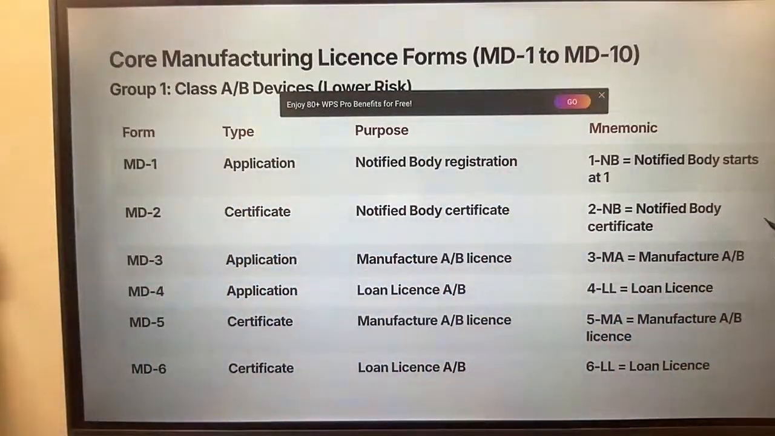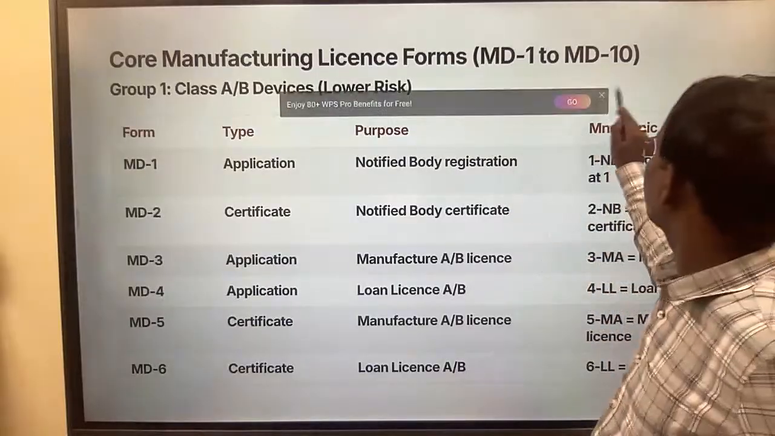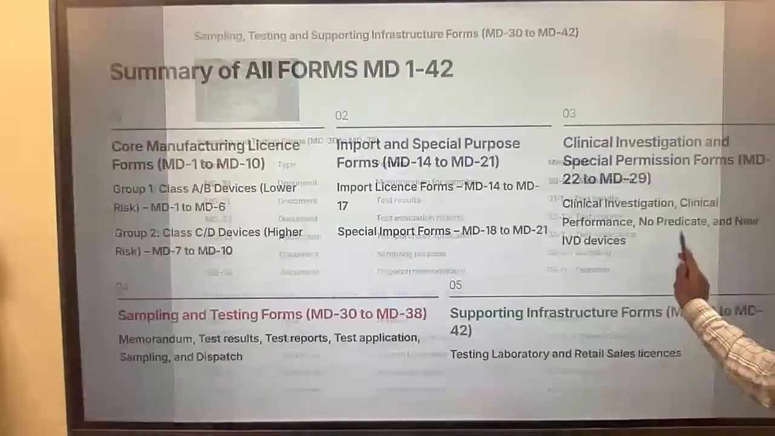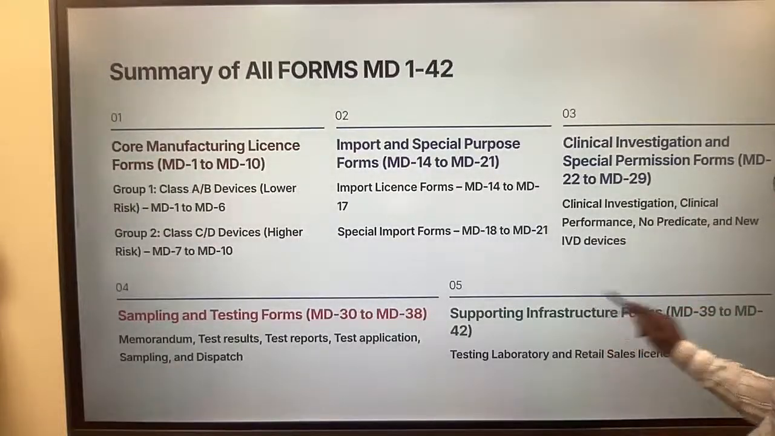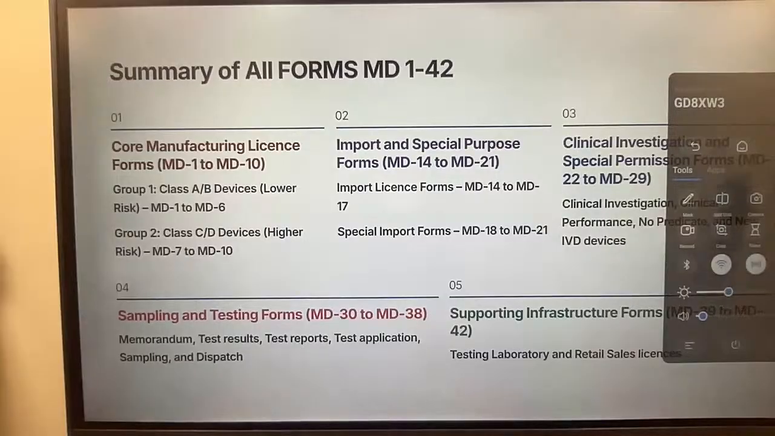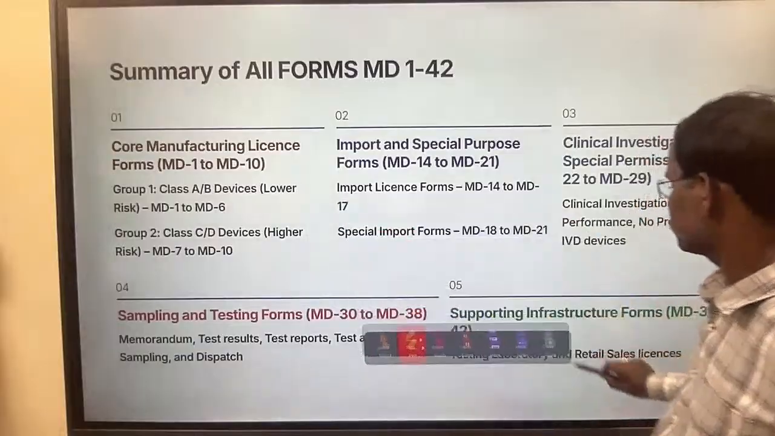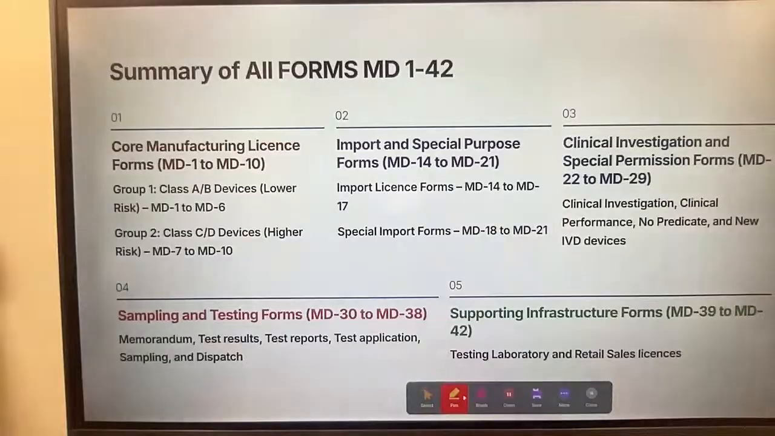I have divided these forms into different categories. First I'll tell you the categories, then I will go one by one. So 1 to 42 forms are there. In the Medical Device Rules 2017, it stopped at 40 only, but again there are two more, 41 and 42, so that also we'll talk about. These 42 forms are divided into different categories.